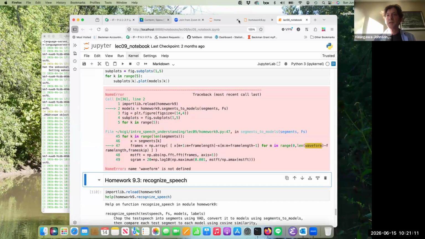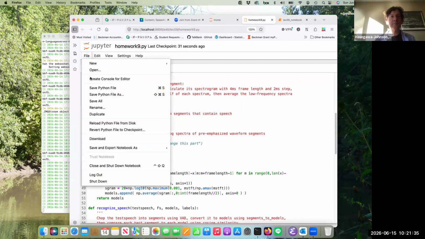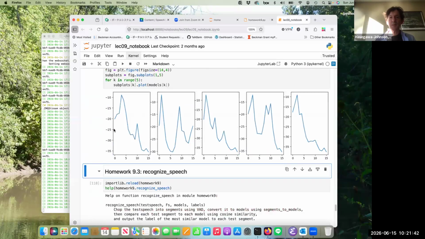Waveform is not defined. Oh, because now I've called it x. x is equal to segments of k, frames is equal to the difference between x of m plus 1 to m plus frame length and x of m to m plus frame length minus 1, for m in the range of length x. There we go. All right, those look like the models we want.